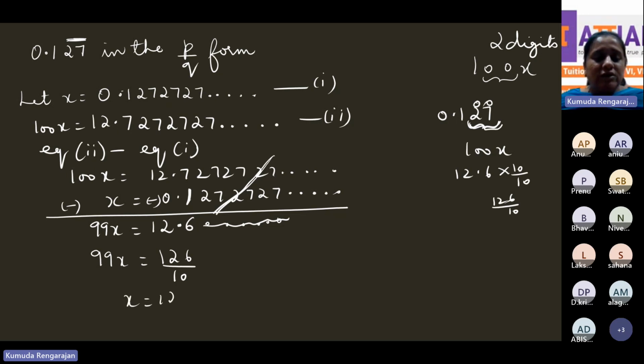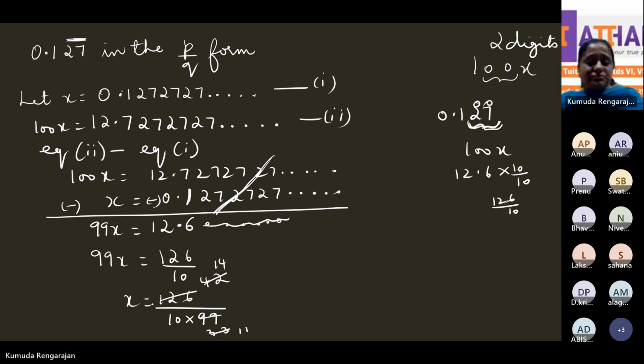Now the 99 comes for division. So x is equal to 126 divided by 10 into 99. Now let's simplify. 3 fours are 12, 2 or 3 itself, 14 times, 3 elevens are 33. And again, 2 fives are 10, 2 sevens are 14. So it is 7 by 55. x is equal to 7 by 55.